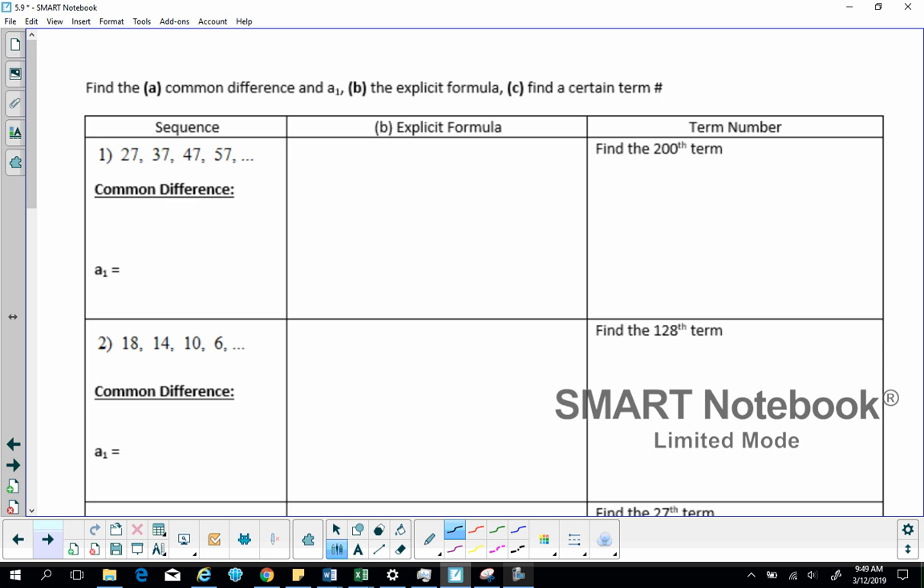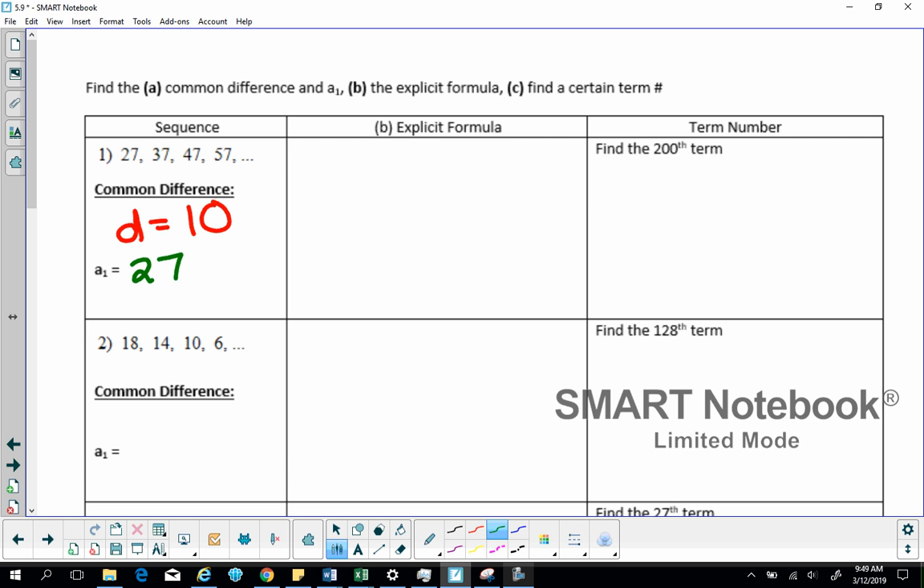Notice they're the same sequences, and you already have most of this stuff. So you're going to the first page of the packet you did last class. You already have the common difference. What is the common difference here? 10. What is A1? What is my first term? 27. So I'm doing the first one with you. It's just your very first page of your packet.